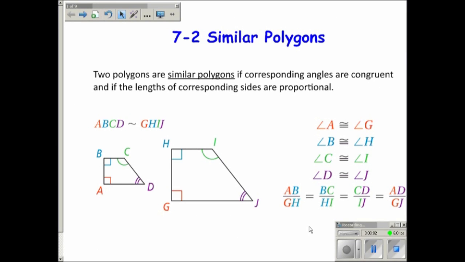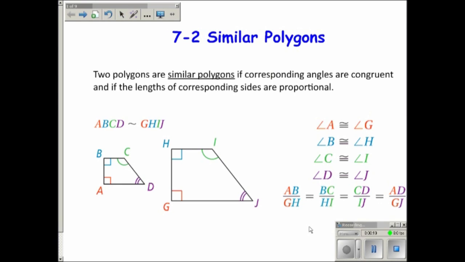Section 7-2 is about similar polygons, which continues nicely from our last discussion about ratios and proportions, because similar polygons are proportional and they have some common ratios. Okay, so let's look at some similar polygons.